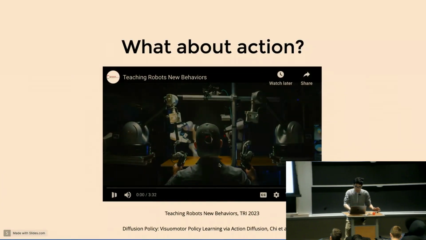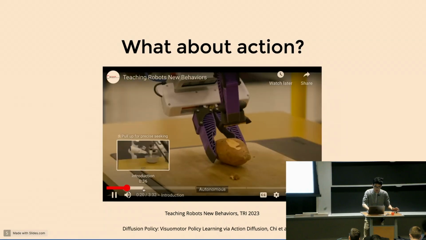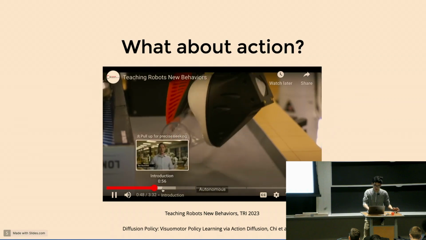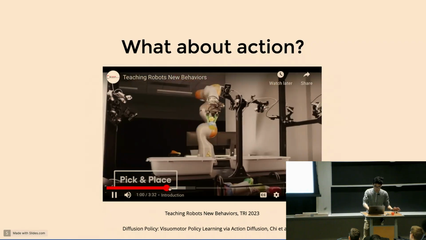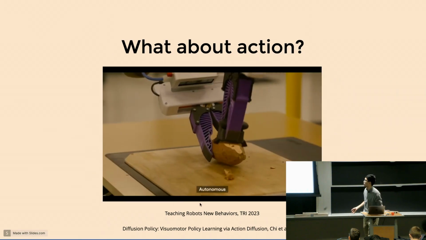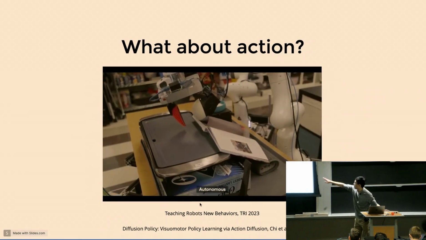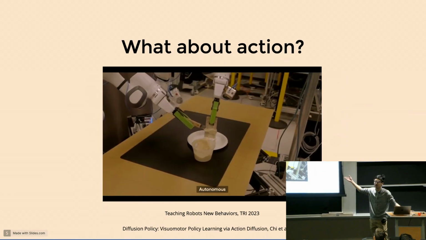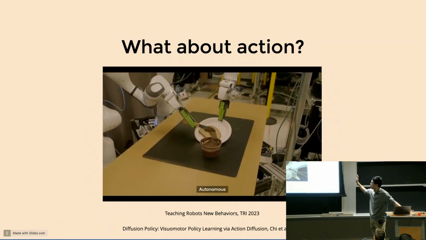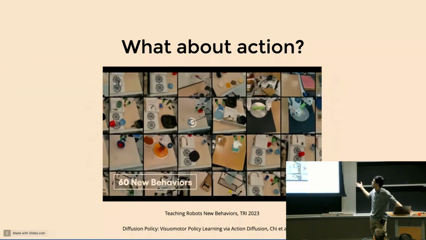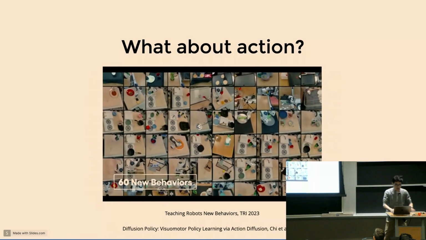So TRI has been doing this amazing work of large behavioral models. Russ is here. Russ was the leader. You can see that human teleoperators can teleop the robot to do some amazing tasks. I believe these are after you collect the data, the robot just learns to do it itself. I think this is for 50 to 100 tasks. And can we just collect data and achieve what we want?